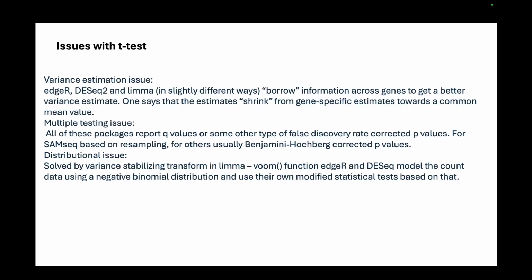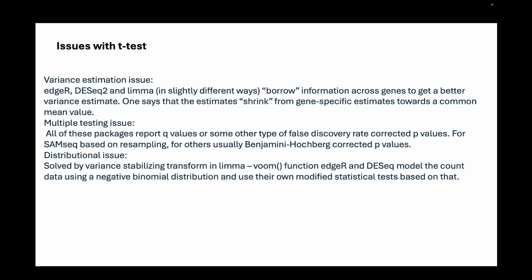So as I was saying, there can be many issues, such as multiple testing issues. DESeq2, edgeR, and limma are all very famous packages for RNA sequencing data analysis. These report q values or some other type of false discovery rate or corrected p-values. For SAMseq, it is based on resampling. For others, it's usually the Benjamini-Hochberg corrected p-value.